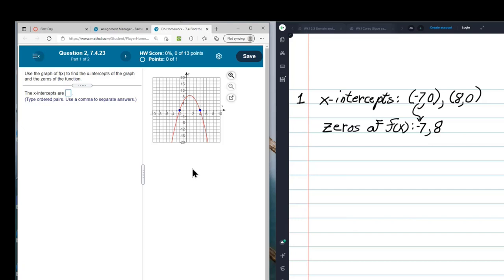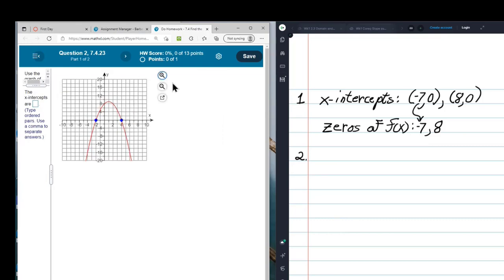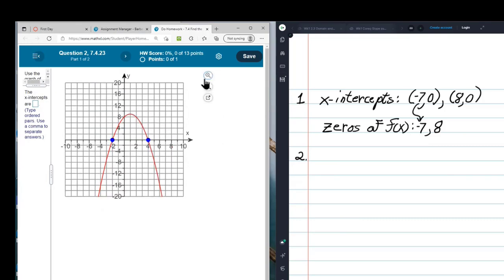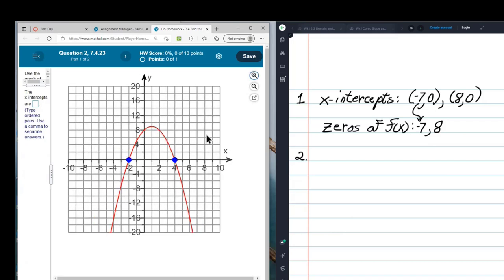Now here we have the same kind of question again. We're being asked for both, and they're asking for the x-intercepts first. So in number two, here you have a cup down parabola, and I'm going to make it a lot bigger, hopefully, so it's easy to see. Here we can tell right away, because they're the numbers -2 and +4. Those are the x-intercepts and they're the zeros. There's just a difference in how we write them.